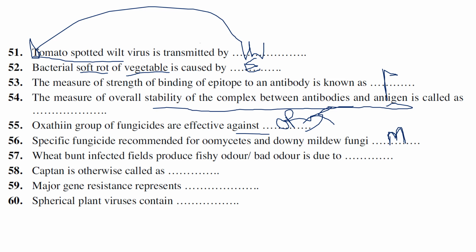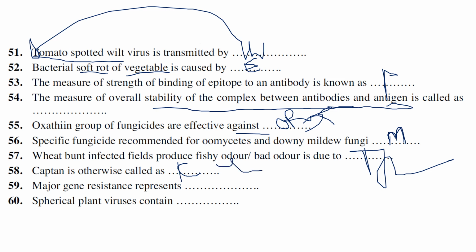Okay, so wheat bunt infected fields produce a fishy odor. Just now in the kernel bunt of wheat we have discussed it, right? So bunt infected wheat fields produce a fishy odor due to the production of a chemical called trimethylamine. Captan is otherwise called Kittelson killer because it was first discovered by Kittelson in 1952. In 2019 the question was asked, they asked for a year. So Captan was discovered in the year 1952, discovered by Kittelson. That's why it's called Kittelson killer, 1952.